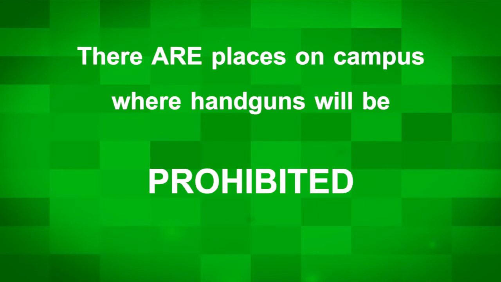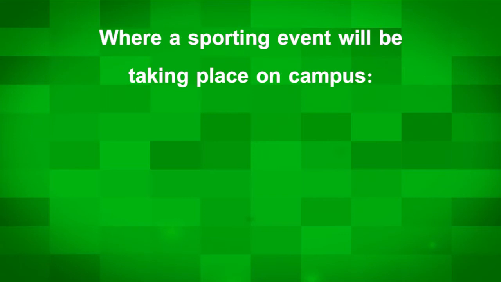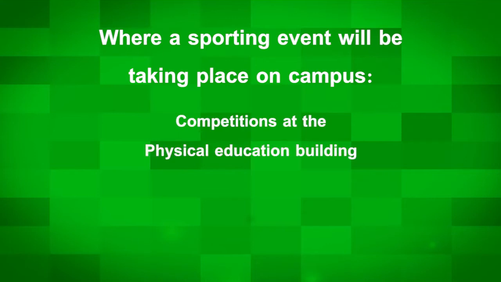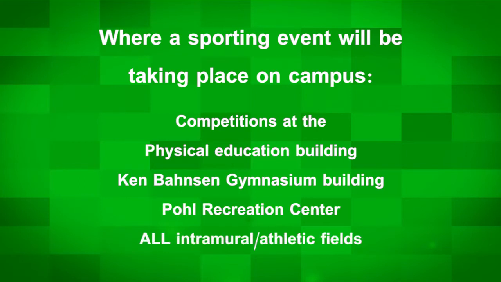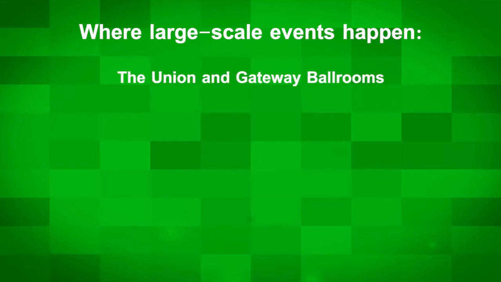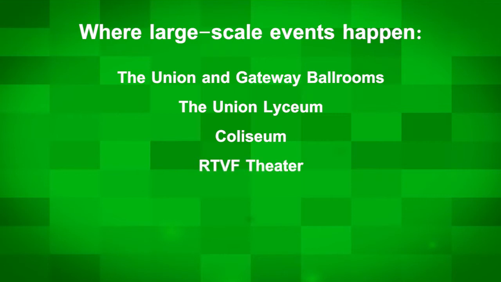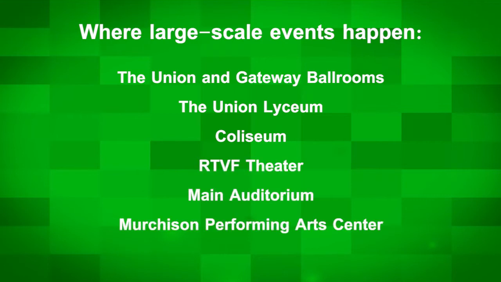When planning events, there are some activities and locations on campus where handguns are prohibited. Activities and locations that are of prudence to student organizations are as follows. Where a sporting event is taking place on campus, including intercollegiate, sports club, and intramural competitions, at the Physical Education Building, Ken Bonson Gymnasium Building, Pole Recreation Center, and all intramural athletic fields. Where large-scale events happen, such as the Union and Gateway Ballrooms, Union Lyceum, Coliseum, RTVF Theater, Main Auditorium, Murchison Performing Arts Center, and Vortman Concert Hall.